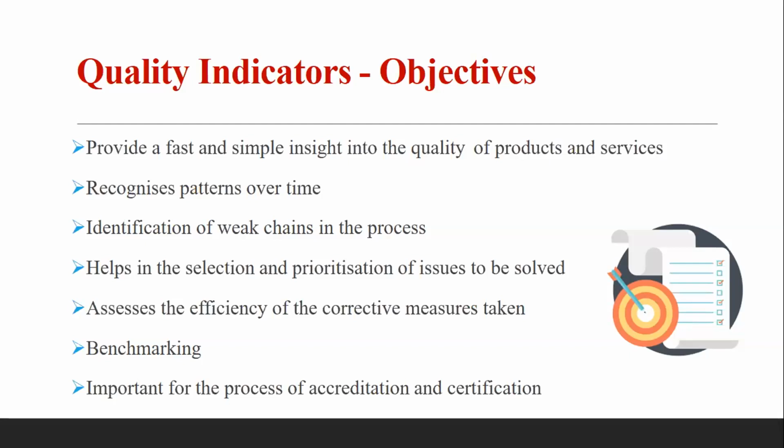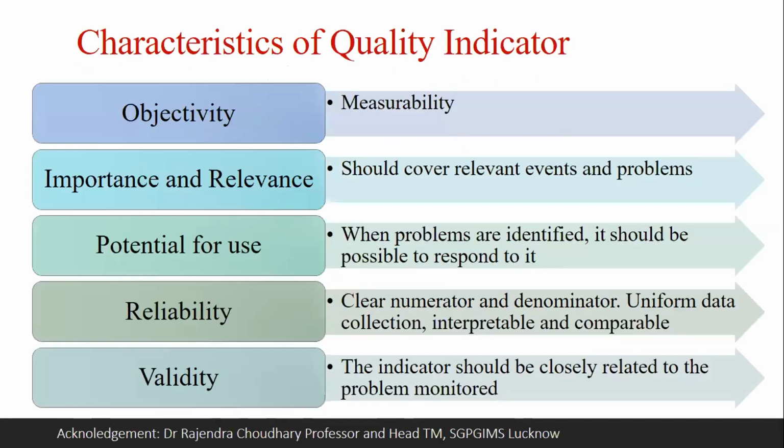And definitely it's important for the process of accreditation or getting the certification. There are different characteristics of the quality indicator, mainly the objectivity. It should be measurable, it should be quantifiable, and its relevance. Quality indicator should cover the relevant events and the problems. Its use should be relevant for the services or the goal of our department.